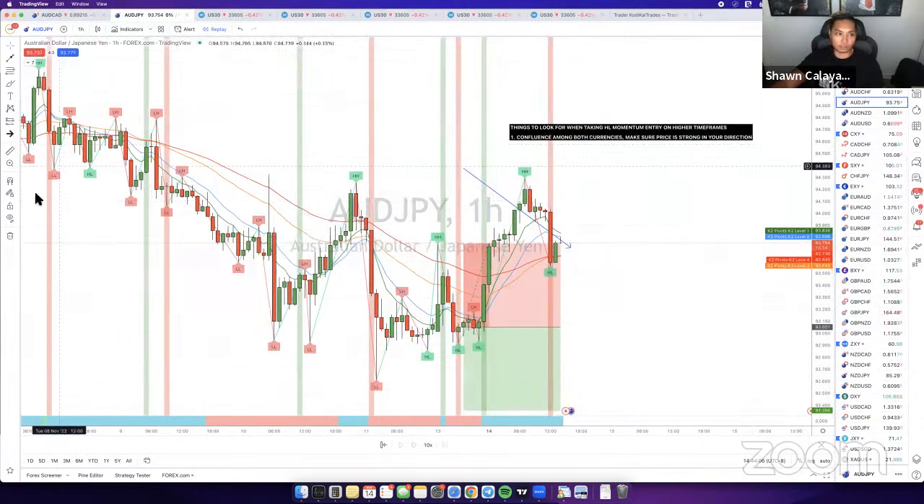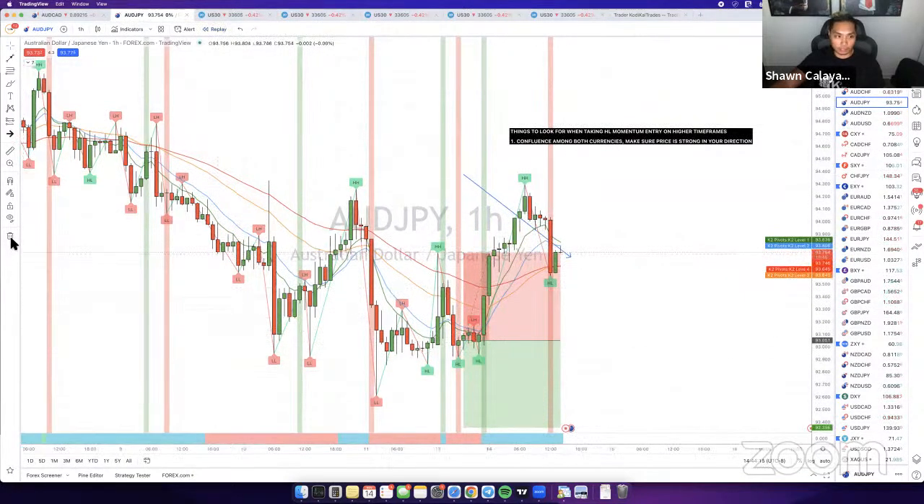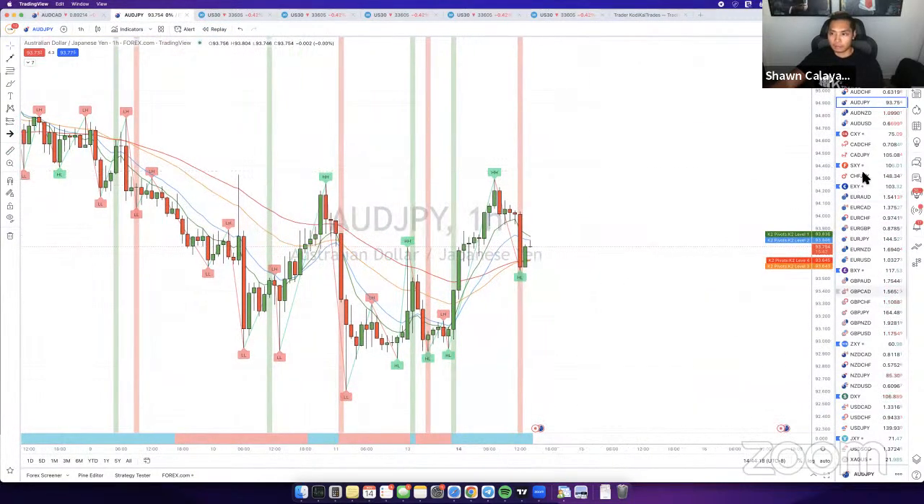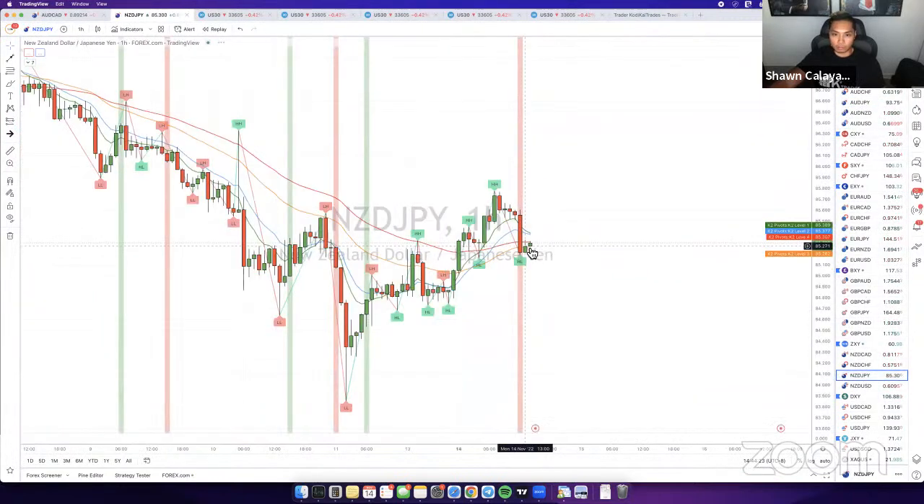Okay, so I don't think I can show you guys this example because when I change to different pairs, it's going to reset the time. So what I'll do right now is I'll look at NZD JPY because Maddie told me that there is an entry here. So let me just go over here real quick, NZD JPY.